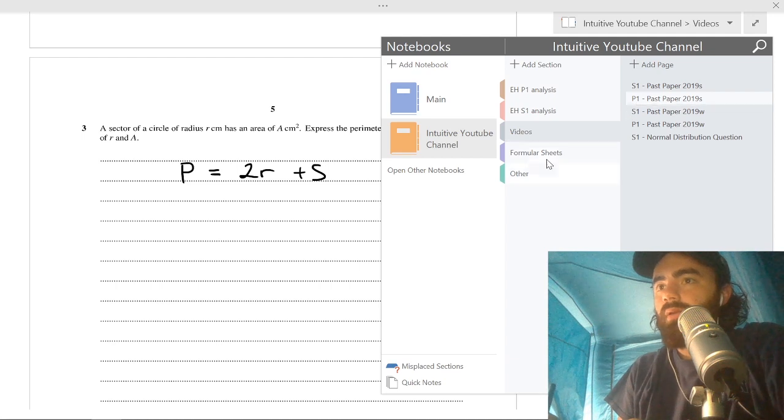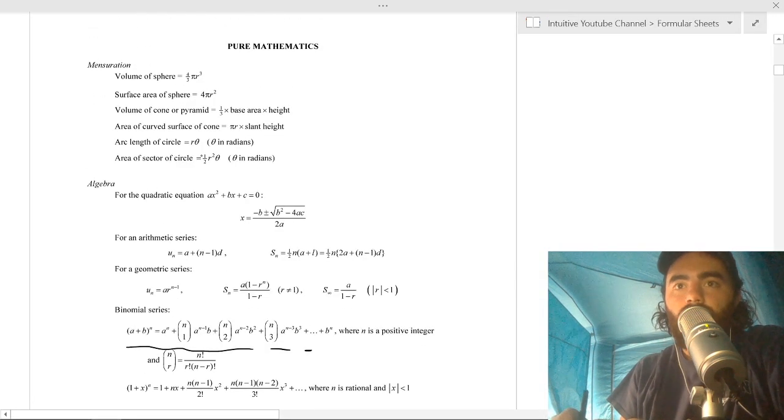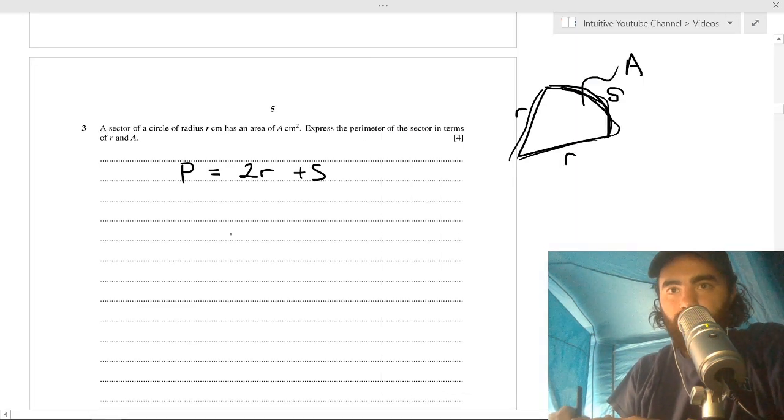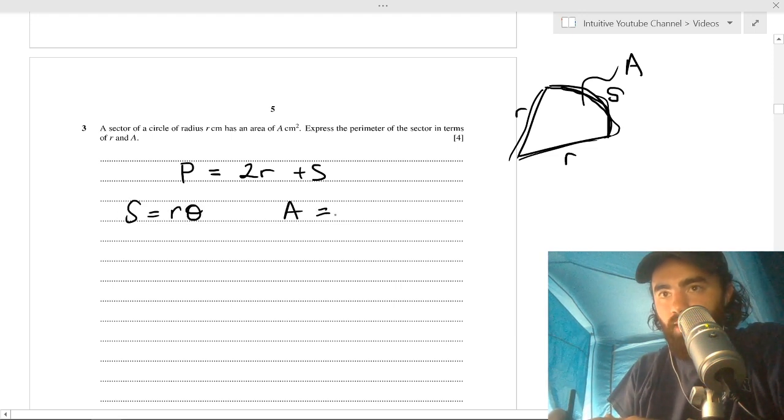Let's have a look at our formula sheet. We know the arc length is r theta and the area of a sector is half r squared theta. So we know that s equals r theta, and we know that a equals half r squared theta.